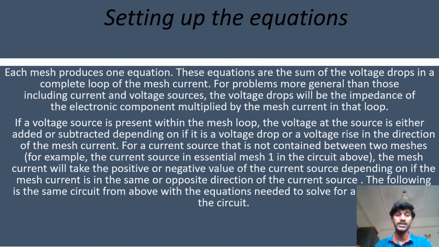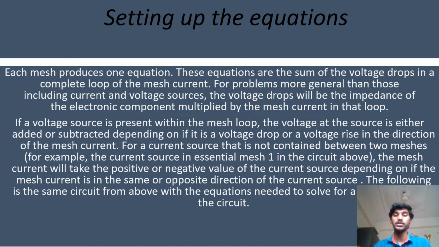Setting up the equations. Each mesh produces one equation. These equations are the sum of the voltage drops in a complete loop of the mesh. For problems more general than those, include current and voltage sources. The voltage drop will be the impedance of the electronic component multiplied by the mesh current in that loop. If a voltage source is present within the mesh loop, the voltage at the source is either added or subtracted depending on whether it is a voltage drop or voltage rise in the direction of mesh current.